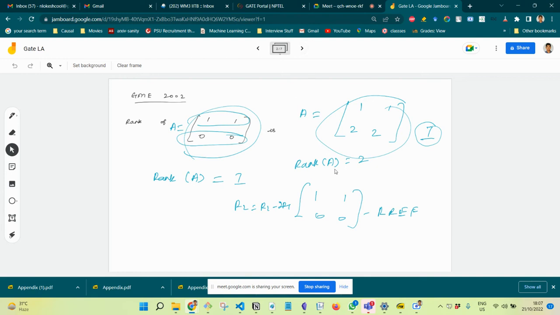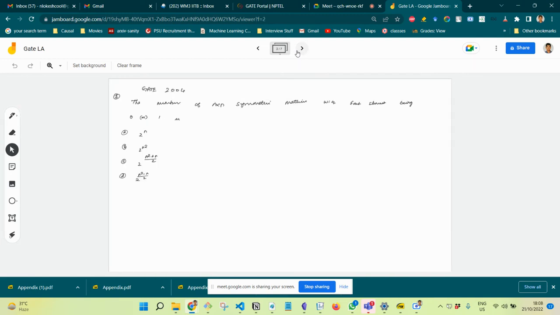Okay, but nonetheless, is this concept clear? You should find out rank only from a row reduced echelon form. Okay, I assume that this is clear. Now let's go to the next question.